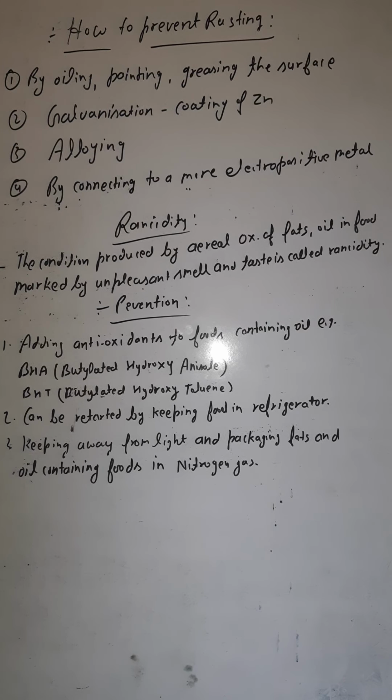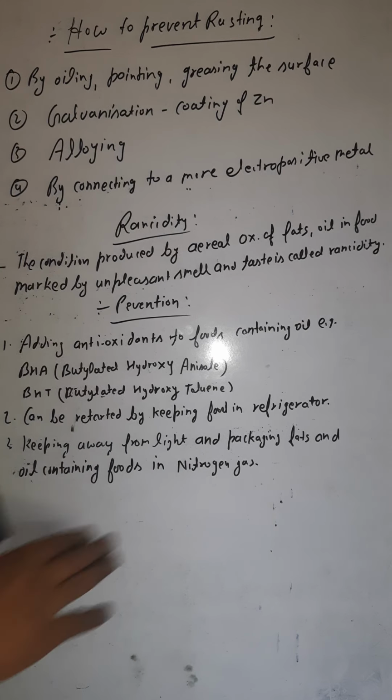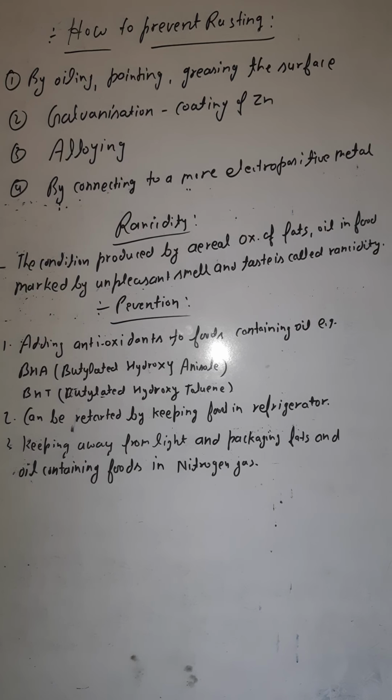One more method is galvanization. Galvanization means coating with zinc. If you have a coating of zinc over the iron metal, that is called galvanization. Again, you can prevent the rusting by that.